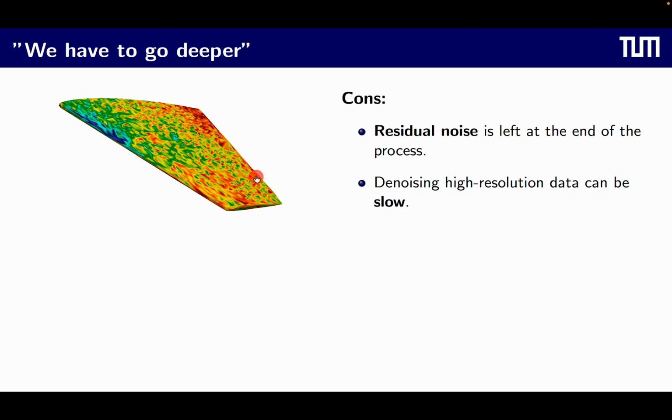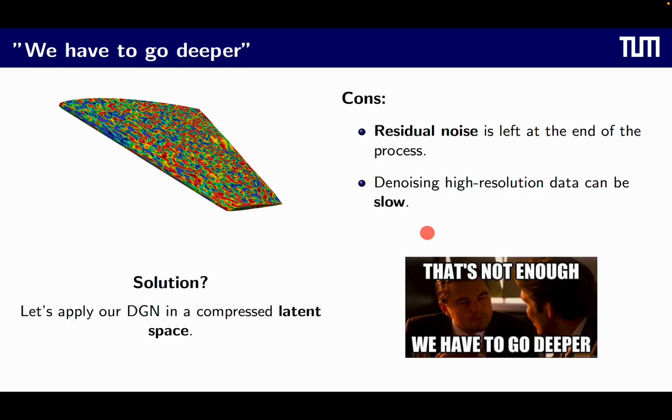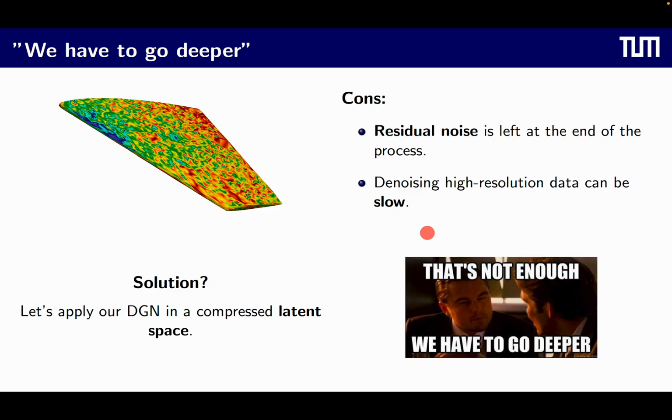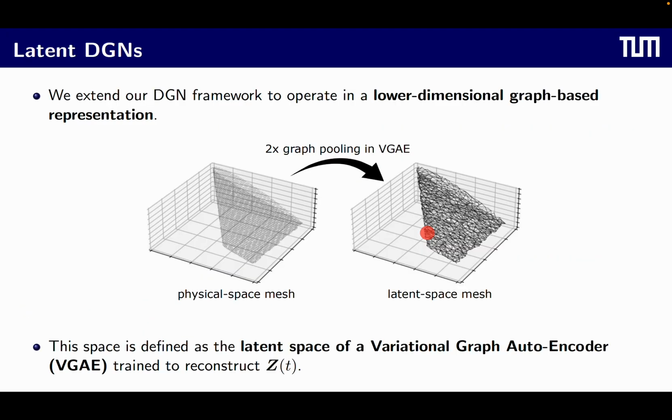Nevertheless, you may notice that there is some residual noise at the end of the denoising process. And also, each of the denoising transitions had to be applied to a very large graph, so this can be expensive. To mitigate these issues, we follow a common approach in deep learning, which is applying the diffusion graph net to a compressed latent space.